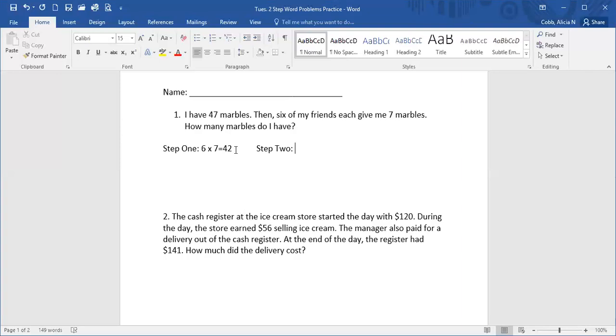So I need to add 47 plus 42. And I know that 7 plus 2 gives me 9. 4 plus 4 gives me 8. So my answer for number 1 would be 89. So I have 89 marbles in total.